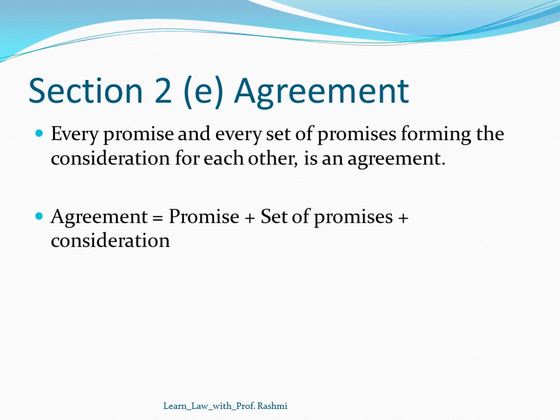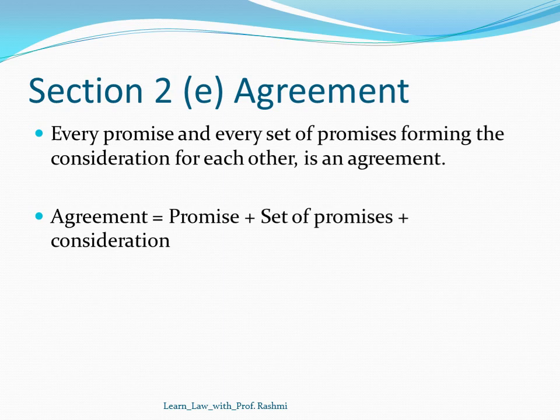Section 2E of the act talks about agreement. Every promise and every set of promises forming consideration for each other is an agreement. So basically, an agreement is a promise and a set of promises. When we try to decipher agreement, it can be written as promise and/or set of promises plus consideration. So a promise and consideration, or a set of promises and consideration, will form an agreement.